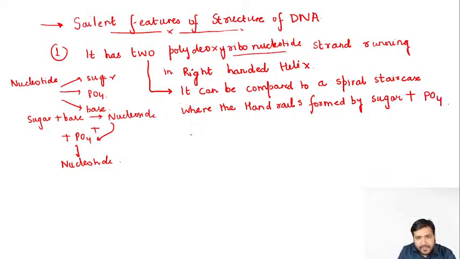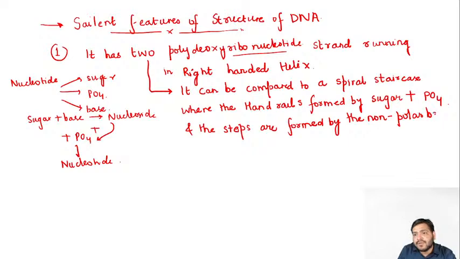And remember, the steps of the staircase, the steps 1 2 3 4, are basically formed by the non-polar bases. Bases we already have discussed: purines, pyrimidines, adenine, guanine, thymine, uracil, cytosine, all the structures. In a very easy manner I have discussed them in the previous videos. So that was the very first salient feature of the structure of DNA. It's a right-handed helix, and that too in the form of a spiral staircase.